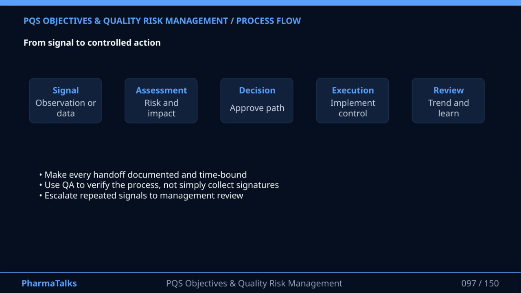After implementation, it's crucial to review the results by trending the data and learning from the outcomes to continuously improve the process. Key to this flow is ensuring that every handoff is documented and time-bound, maintaining accountability throughout. Quality assurance plays an active role, verifying the process beyond just collecting signatures. Finally, any repeated signals must be escalated for management review, ensuring serious issues receive the attention they require. This structured approach helps maintain control and drive continuous quality improvement.